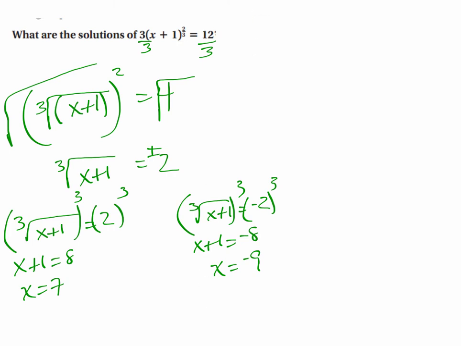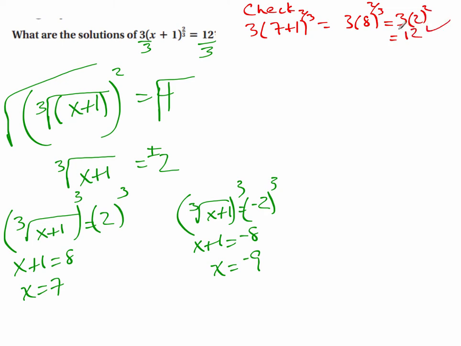So when x is 7, 3 times 7 plus 1 to the 2/3. Let's see what this equals. This is 3 times 8 to the 2/3. Now you're going to want to do the 1/3 first. So 8 to the 1/3 is 2. So this is 3 times 2 squared, which is 3 times 4, which is 12.